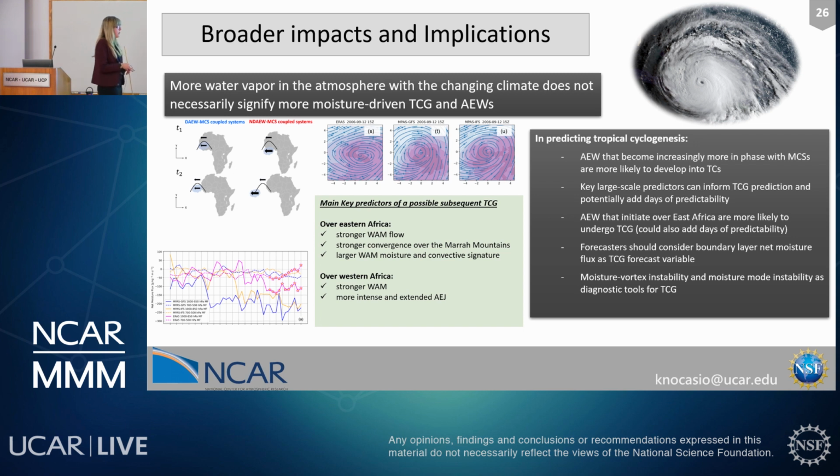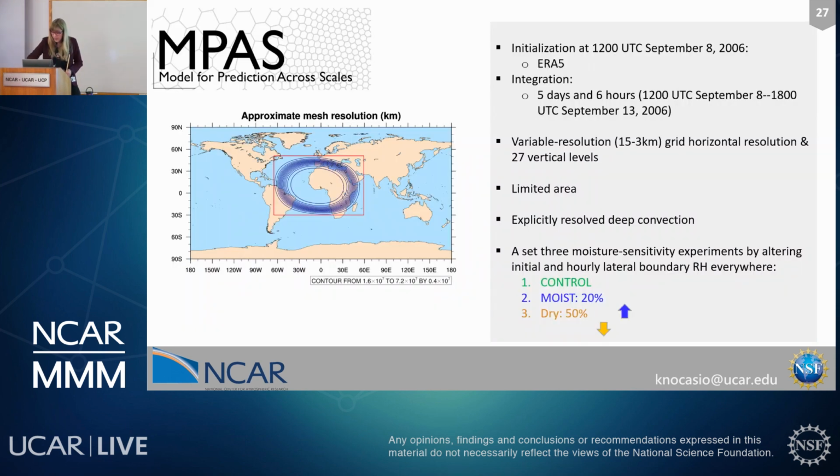And finally, moisture vortex instability. I think at this point I'm more convinced that it could be a more suitable diagnostic tool than moisture mode when trying to understand the genesis of a hurricane. And so with that, I'm going to go over my most recent work.